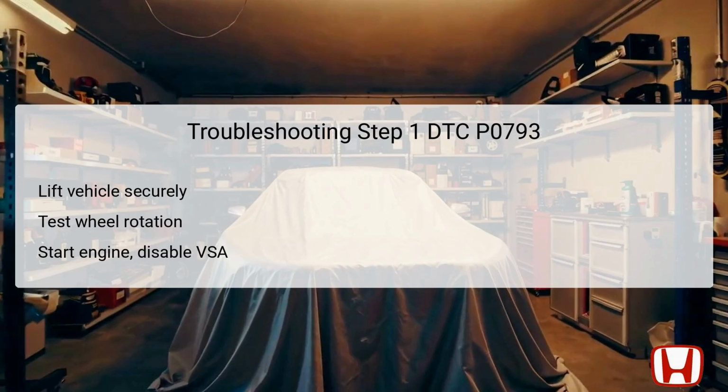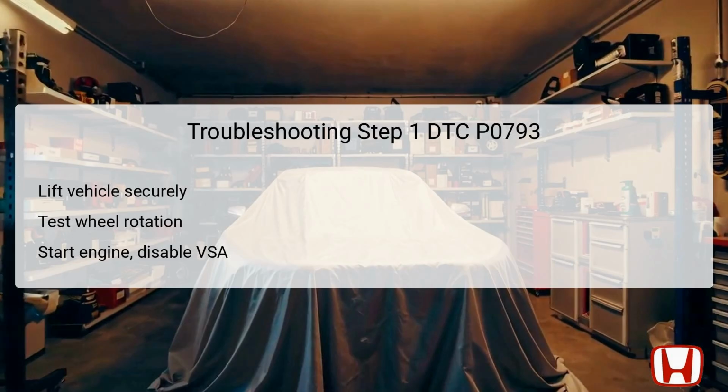The first step in troubleshooting DTC P0793 involves safely elevating the vehicle and ensuring that it is properly supported. This is crucial as it allows for unrestricted wheel rotation, a necessary condition for testing. After lifting the vehicle, the engine should be started, and the VSA, Vehicle Stability Assist system, must be disabled to eliminate interference during the test. The vehicle should then be operated in D drive position, ensuring that it reaches speeds above 19 miles per hour or 30 kilometers per hour for at least 30 seconds.